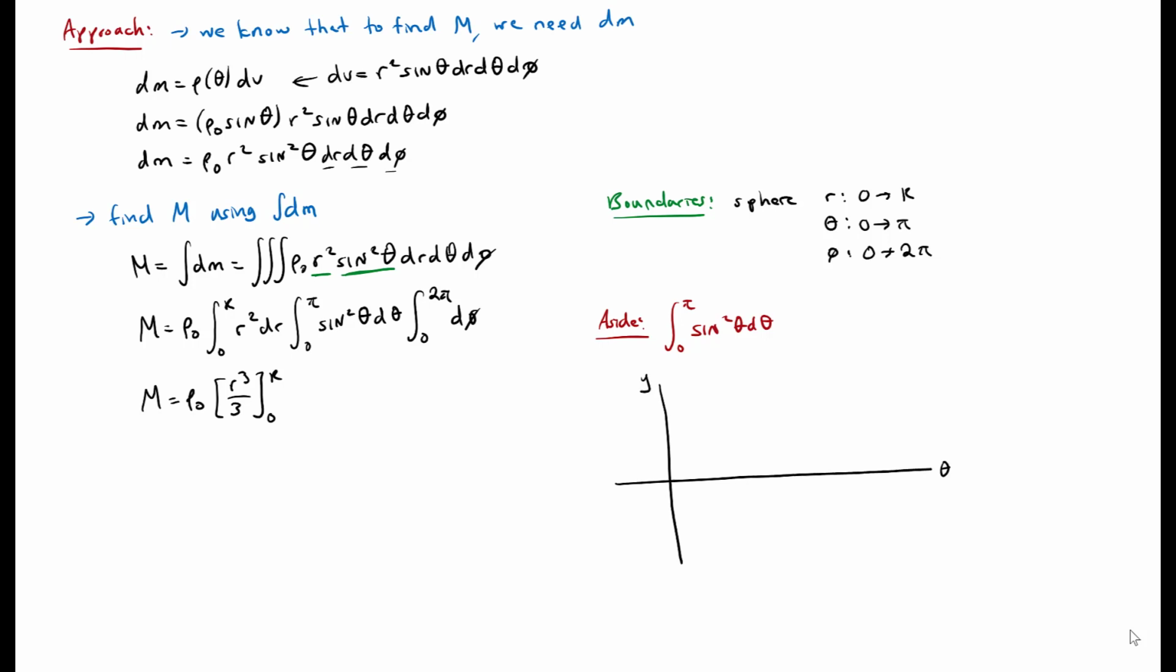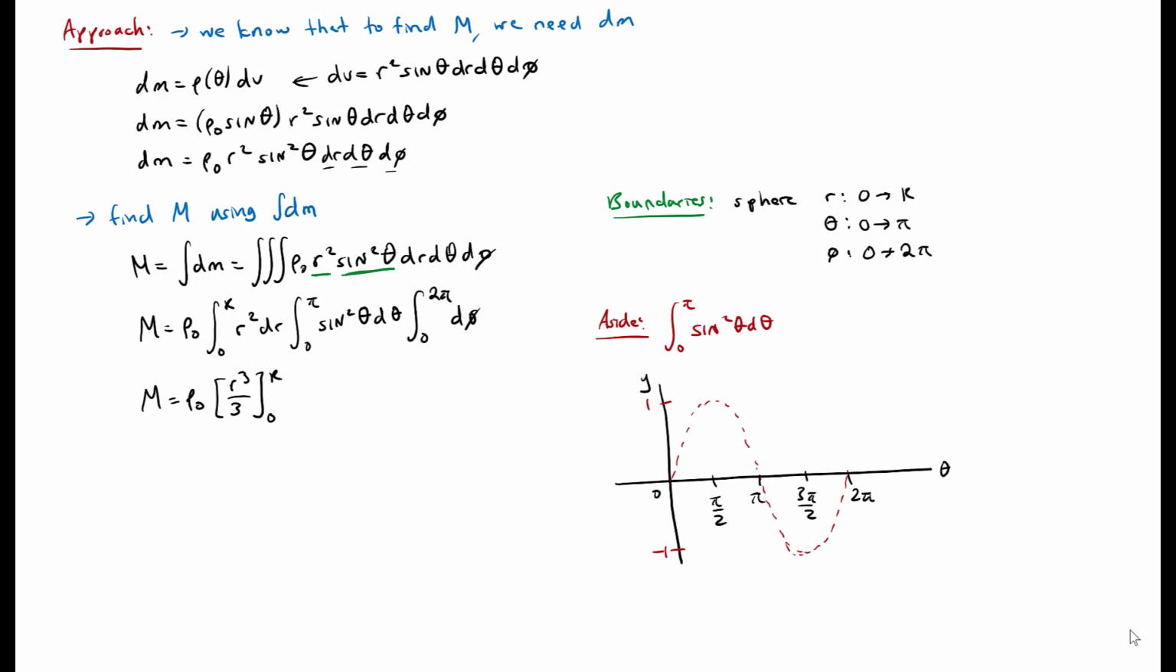We have theta and y, and this is 0. So if you don't know what sine squared theta looks like, let's just start with sine theta and transform it. So for sine theta, let's just make this bigger. So something like this. This is 1 and this is -1. We also know that this is pi and this is 2 pi. So the middle points are pi over 2 and 3 pi over 2.